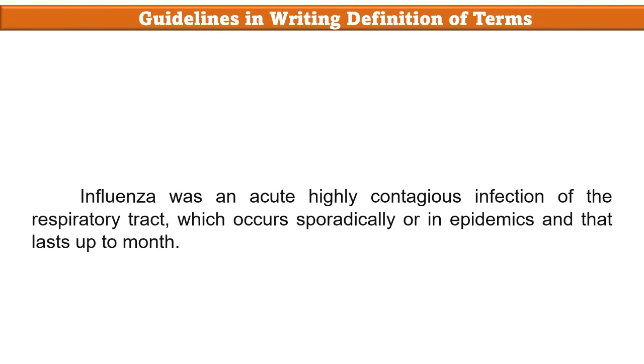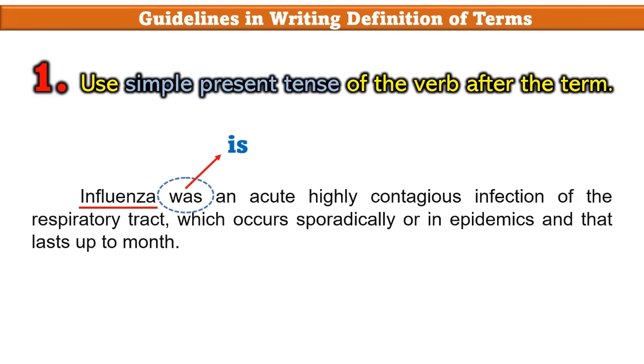Let's have the first sample definition. Influenza was an acute, highly contagious infection of the respiratory tract which occurs sporadically or in epidemics and that lasts up to months. The term being defined here is influenza. Now, can you identify what is wrong with the definition? It's the verb was. It should be is. Why? Number 1 guideline. Use simple present tense of the verb after the term.